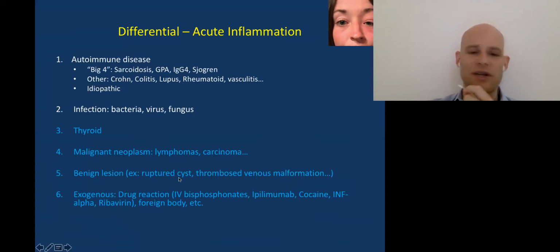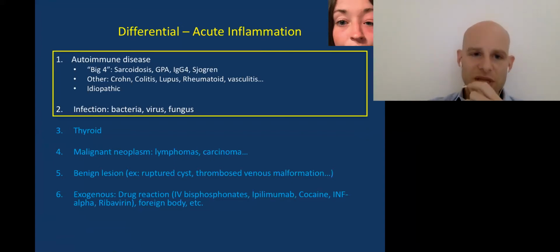It does not look like a ruptured cyst. It doesn't look like a thrombosed venous malformation. This was, remember, diffuse enhancement and enlargement of the lacrimal gland. And again, she had no history of drug reaction, of a drug administration or any type of foreign body. So like the vast majority of these cases, it comes down to, does this patient have autoimmune disease or does she have an infection?